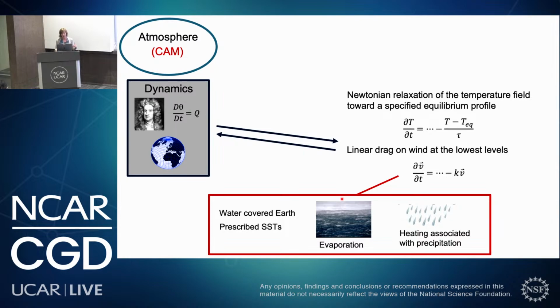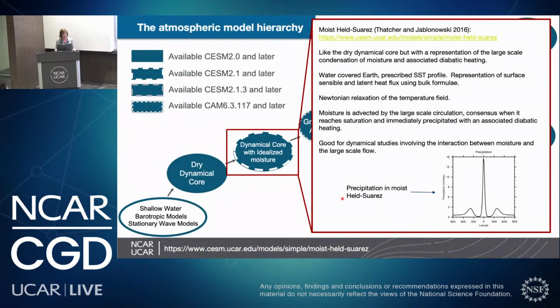So this, again, is very cheap to run, but the advantage over the dry dynamical core now is that you can look at the transports of moisture, and you can look at the interaction of weather systems with moisture and the heating in a simplified way, and you can look at things like precipitation in this configuration.